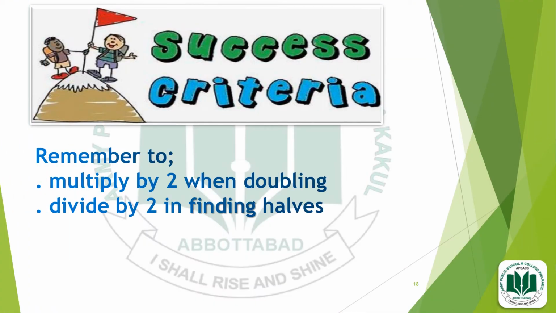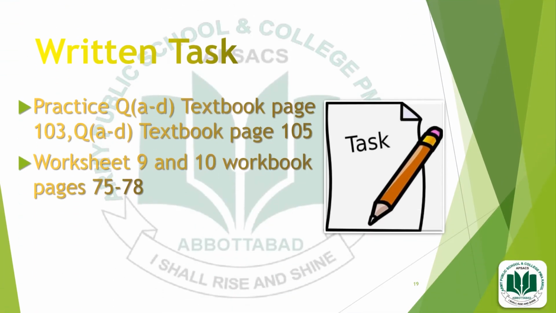Now, students, I am going to share the success criteria. Remember to multiply by 2 when doubling and divide by 2 in finding halves. And the written task of this week is practice question A to D, textbook page number 103, and on textbook page number 105 you can do the question A to D, and worksheet number 9 and 10 of workbook pages 75 to 78.